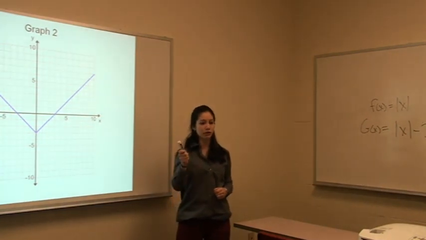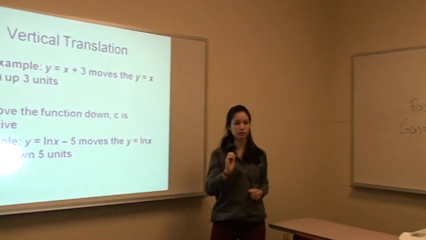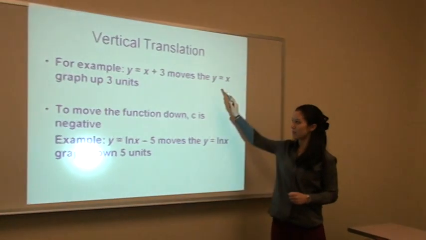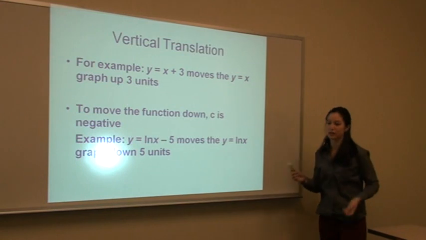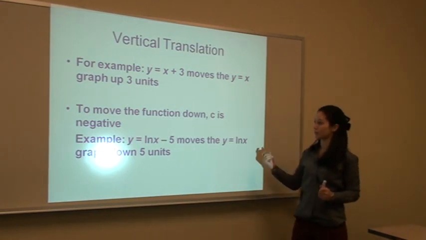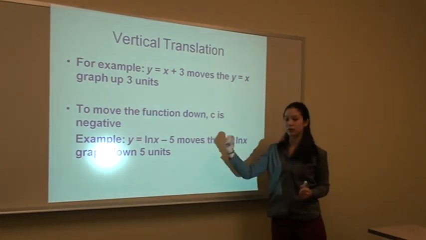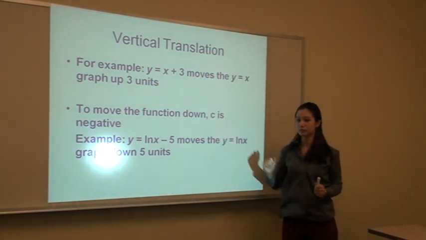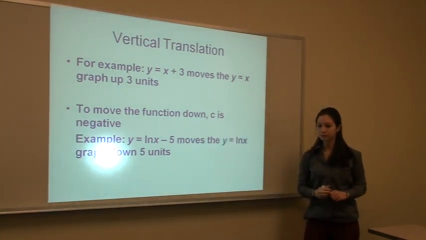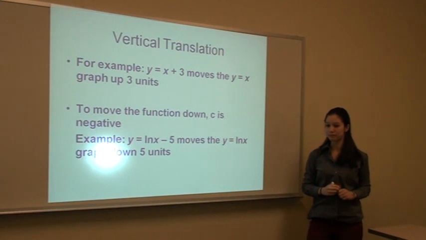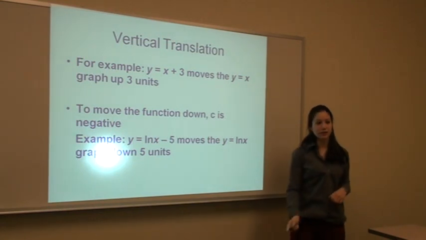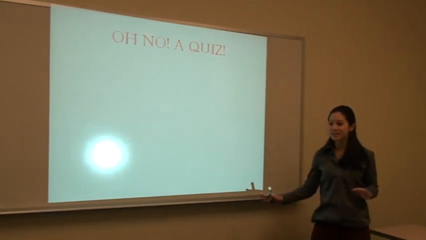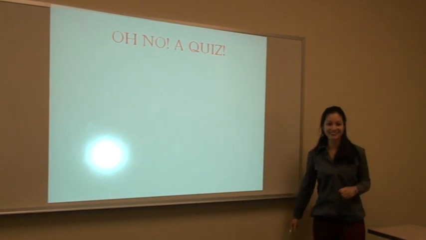So can you go forward 3 slides? 1, 2, there you go. All right, there's some examples. I'm going to post this online, so if you want to take a look at it tonight or next week, go ahead. But what I want you to get from this slide is c is negative if you want to move the function down. Okay? You all got that? C is negative if we want to move the function which way, Kelsey? Down. All right. So next slide. Oh no, quiz! All right.